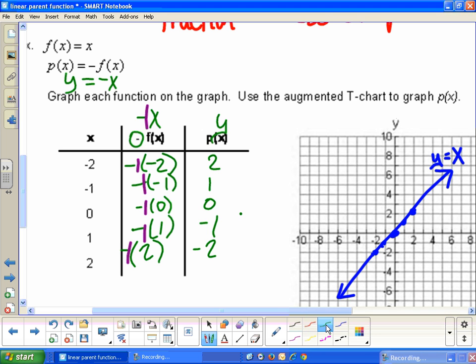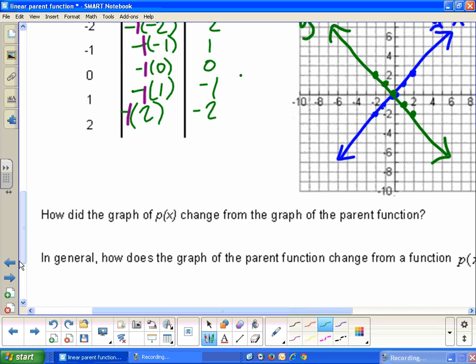So let's plot our points. We have -2, 2. -1, 1. 0, 0. 1, -1. 2, -2. So this line is y equals -x. So how did the graph change? What happened to the green one?